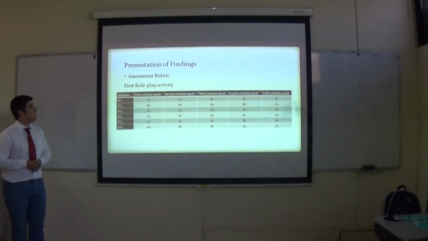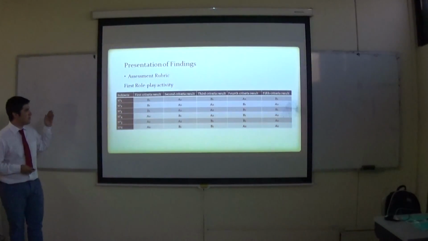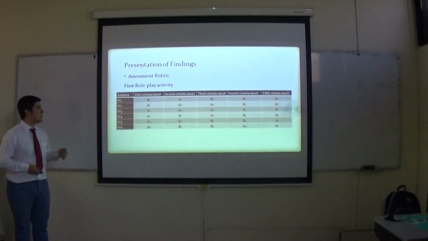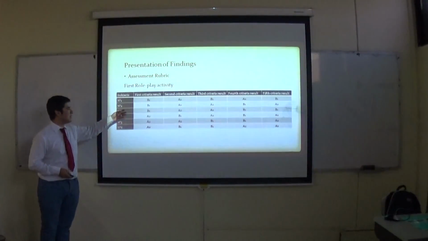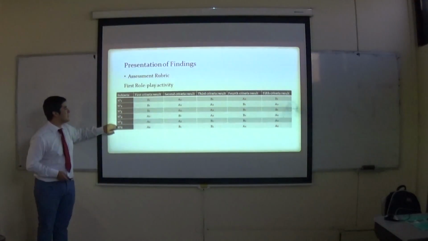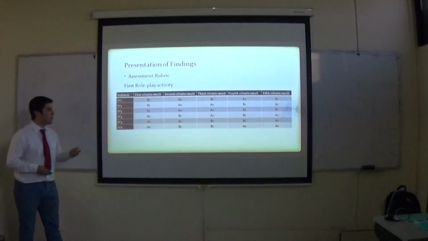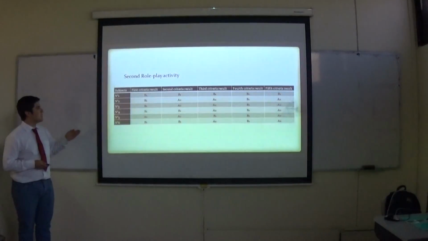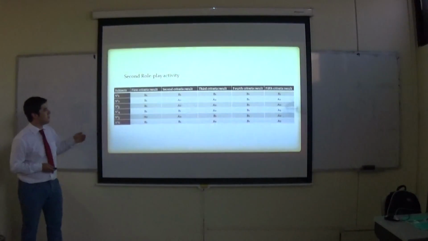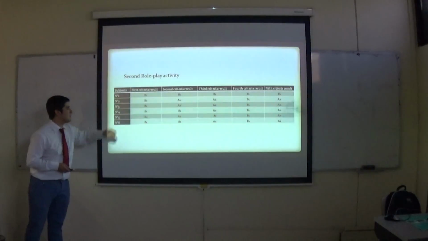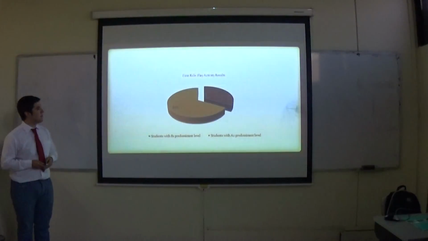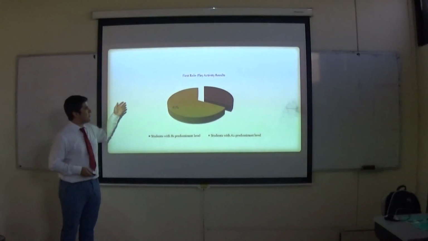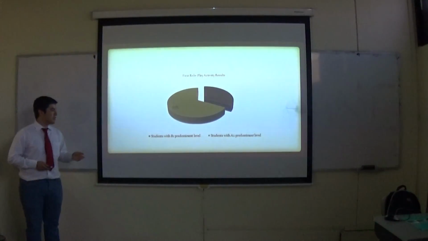The assessment rubric in the first role play activity was the following table, which shows all these criteria and all the results, the number of subjects, and whether they scored a B1 or A2 level. Also, in the second activity, as we can see, most of them in the first criterion got a B1 instead of an A2.